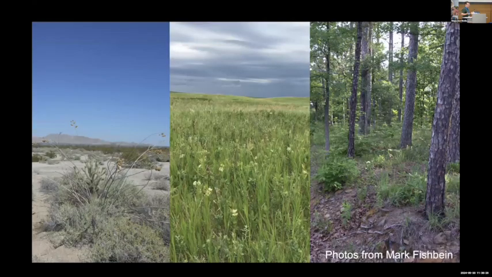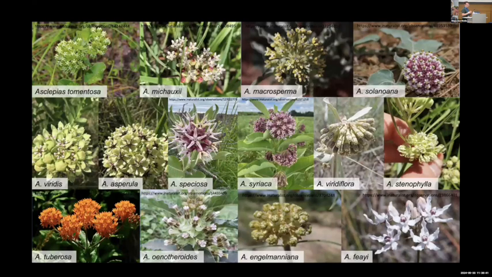So again, just to drive home, there's great ecological variation in this group. They occur in areas that are very desert-like, to grasslands, to forest edges and forest understories. And just because I love this slide and showing off the plants, there's a huge morphological diversity, not only in floral structures, but also vegetatively as well.